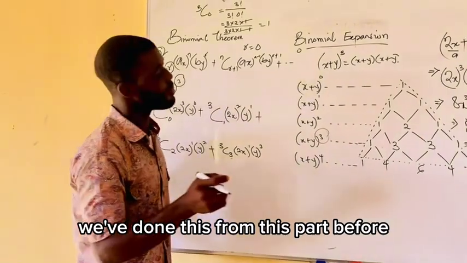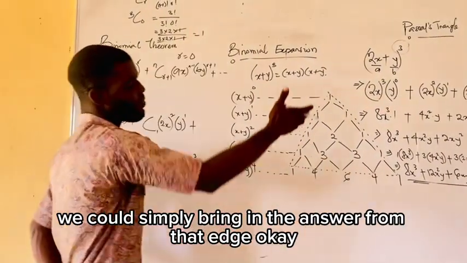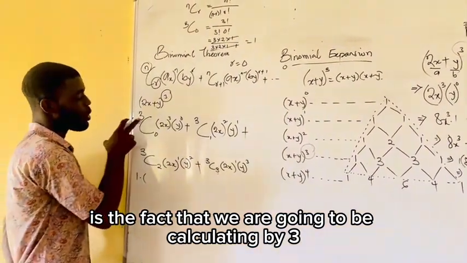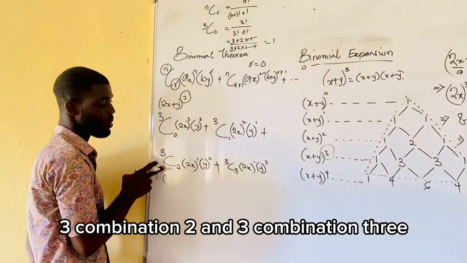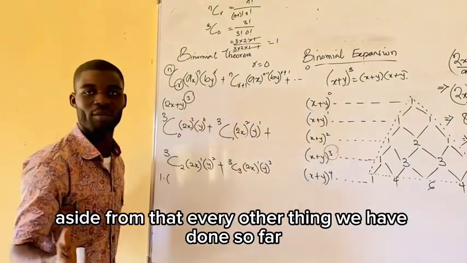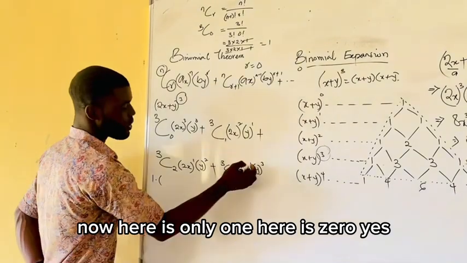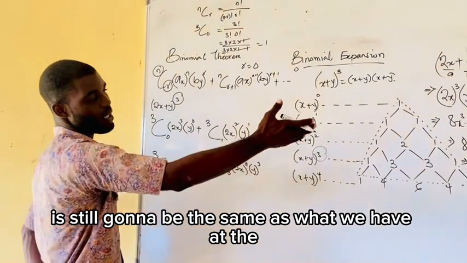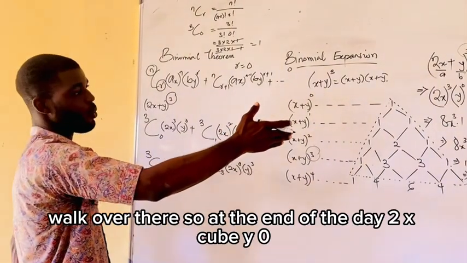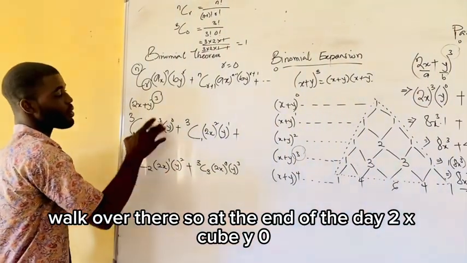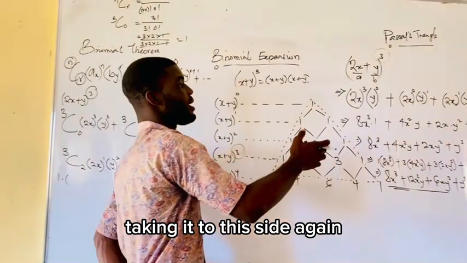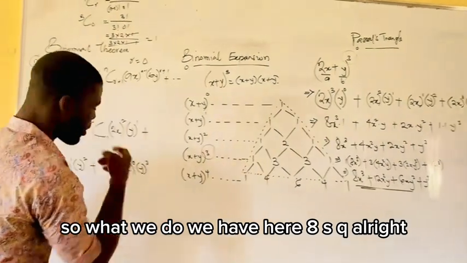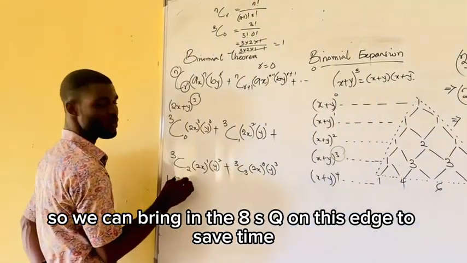Now, remember we've done this from this part before. We could simply bring in the answer from that edge. Okay? Now, the only difference we are going to be doing here is the fact that we are going to be calculating by 3 combination 0, 3 combination 1, 3 combination 2, and 3 combination 3. Aside from that, every other thing we have done so far. Now, here is only 1, here is 0. Yes, for the correction. So, whatever we have here is still going to be the same as what we have at the first work over there. So at the end of the day, 2x cubed y0, taking it to this side again, 2x cubed y0. So what do we have here? 8x cubed. Alright? So we can bring in the 8x cubed on this edge to save time.